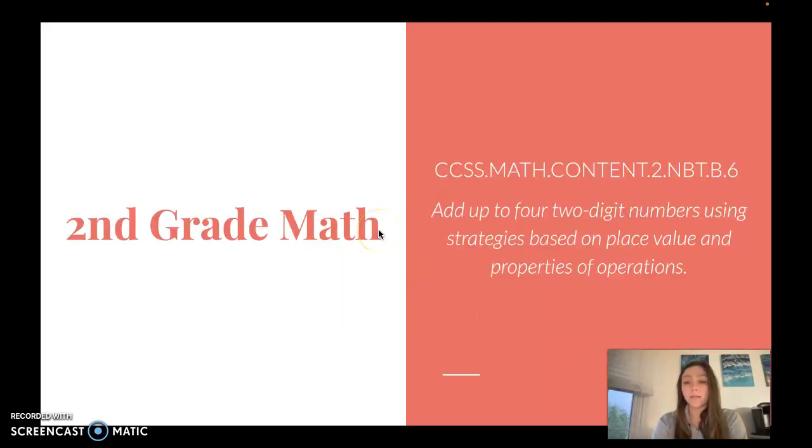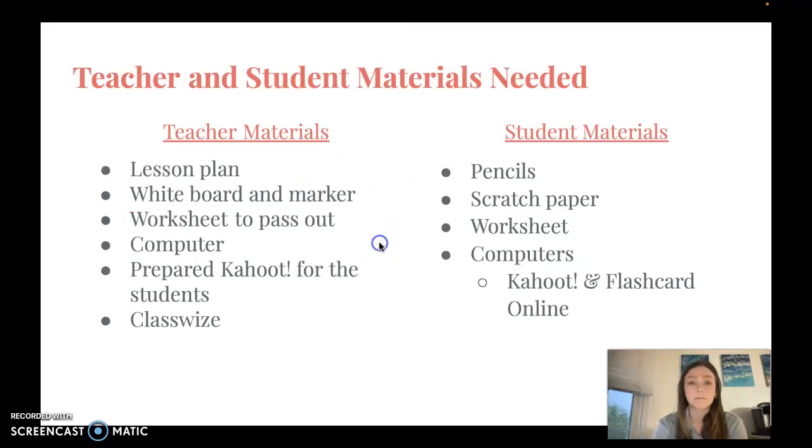So I will be doing a lesson over second grade leveled math. The content standard is 2.NBT.B.6, and this standard wants students to be able to add up to four two-digit numbers using strategies based on place value and properties of operations.